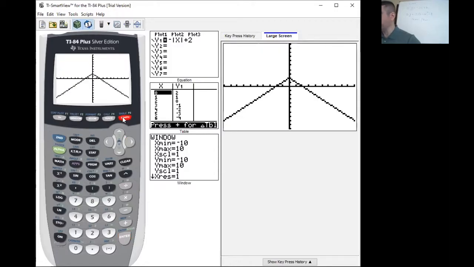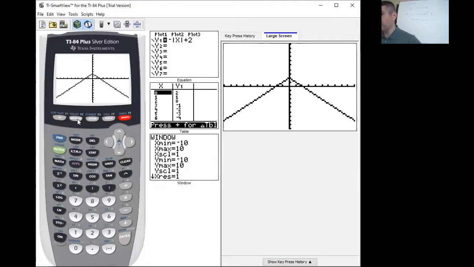Now remember, the absolute value graph was a V. When you put a negative in front of the graph, what it does is it flips it over the x-axis. And it makes sense because it takes all the y values that are positive and makes them minus. It takes all the negative y values and makes them plus, right? A minus and a minus make a plus. So that's why the graph flips upside down.